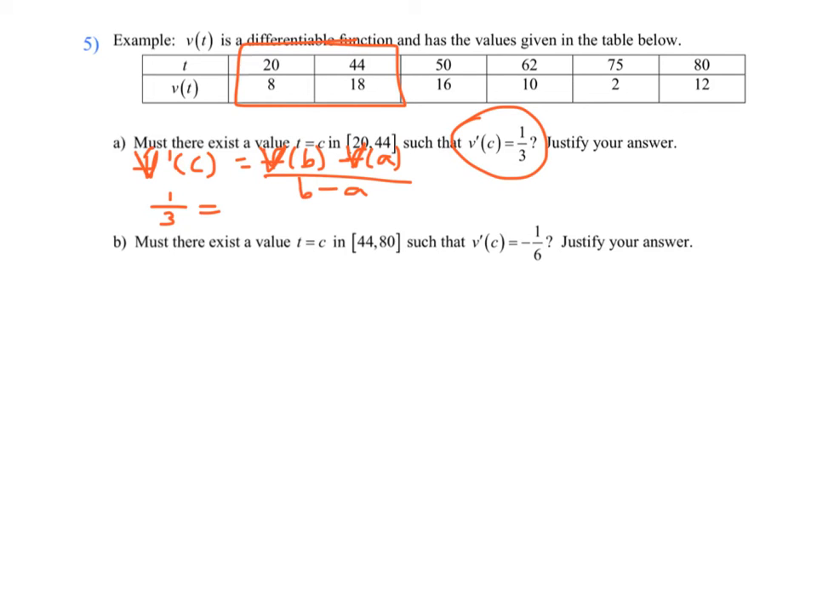All right, so v of 44 is 18 minus v of 20 is 8 over 44 minus 20. So I have 1/3. Does that equal 10 over 44 minus 20, which is clearly 24. And so even if I simplify this, 10 over 24 certainly does not simplify down to 1/3. So my conclusion would be no. And really my justification is the work that I did mathematically, showing that there is not, and the average rate of change does not equal 1/3.